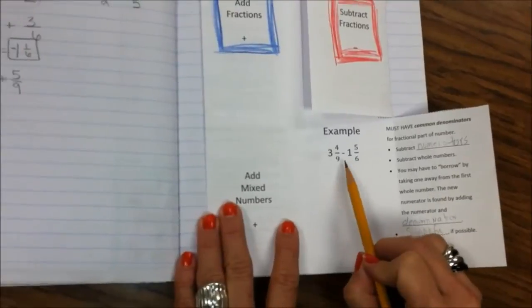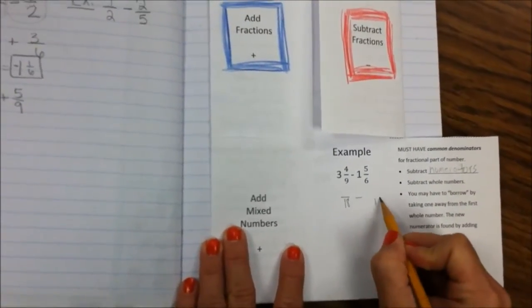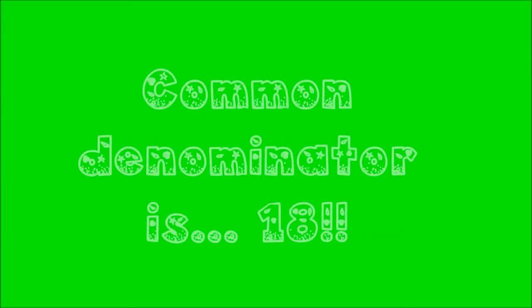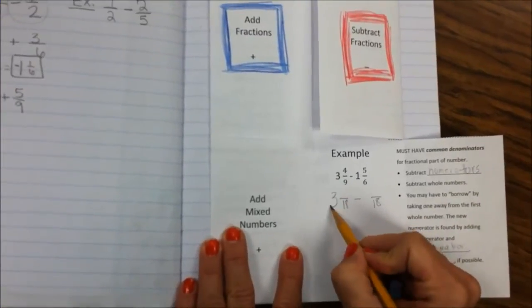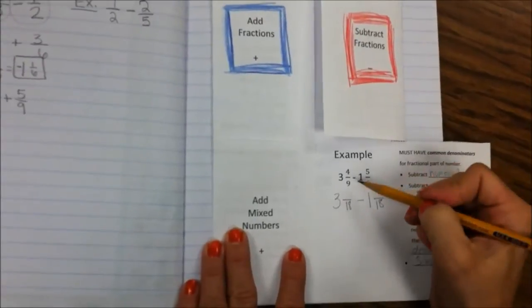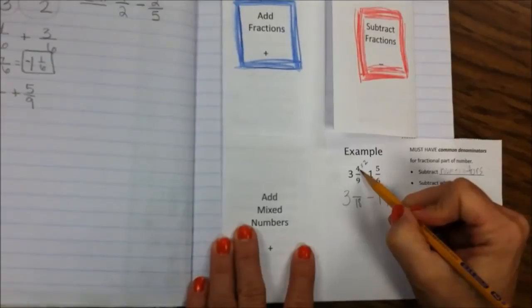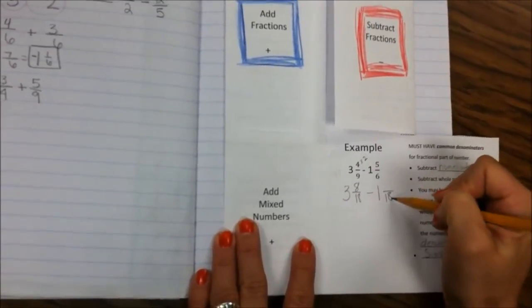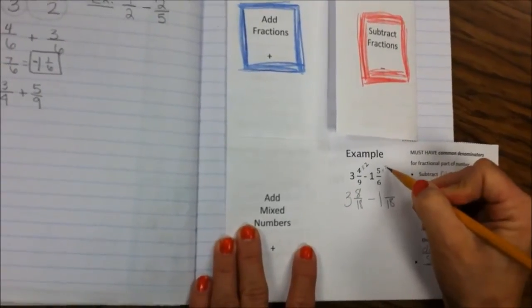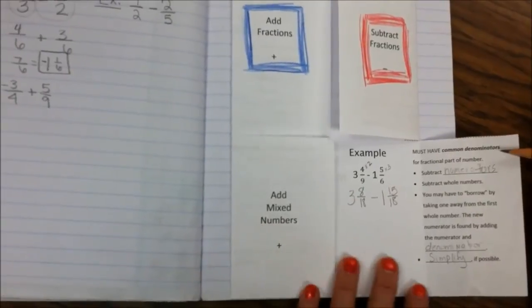So just like the last problem, we're going to use the common denominator of 18. My whole numbers are going to stay the same. So 9 times what gives you 18 is 2. So 4 times 2 is 8. 6 times what gives you 18, which is 3. 5 times 3 is 15.